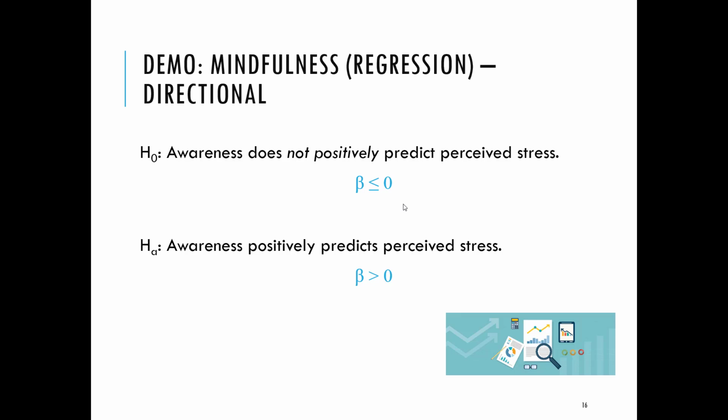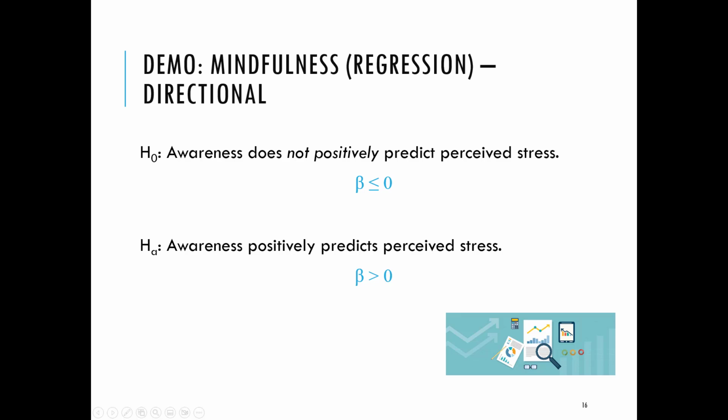Now, in most instances of regression, I think researchers tend to have a directional research question and hypotheses. Usually when you're thinking about whether your IV predicts DV, you have some idea about whether that relationship is going to be positive or negative. And so in this instance, let's go ahead and run with the directional hypothesis. And so we will go ahead and work with this particular setup in our demo.